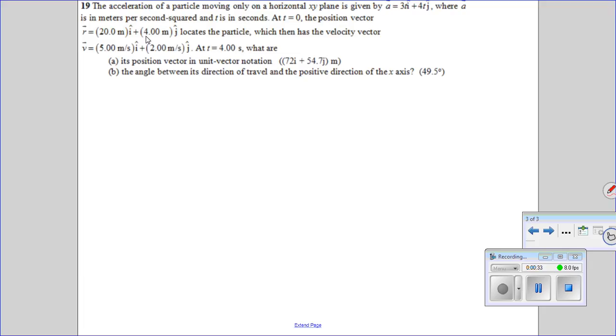Sorry, to be clear, the answers that I posted are correct. It was in Halliday and Resnick's solution manual that was wrong.